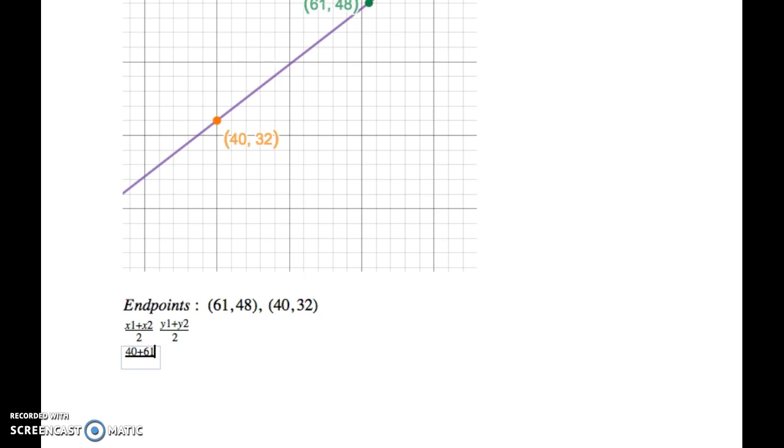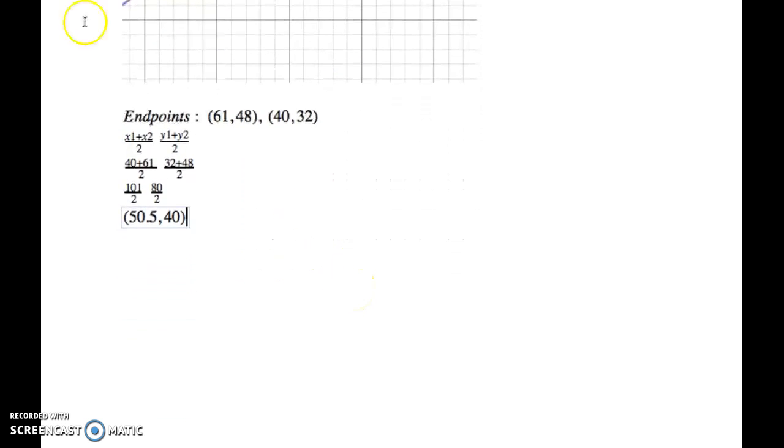40 plus 61 divided by 2 and 32 plus 48 divided by 2. Next, you have to solve. 101 divided by 2 and 80 divided by 2, which gives you 50.5 and 40 for your midpoint.